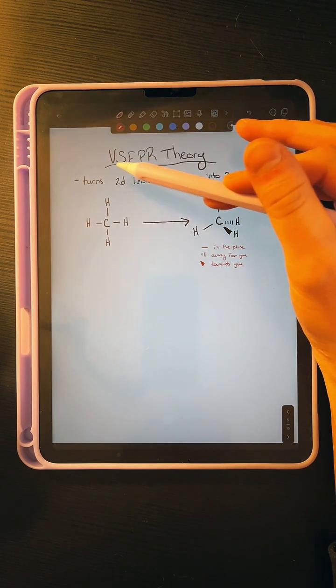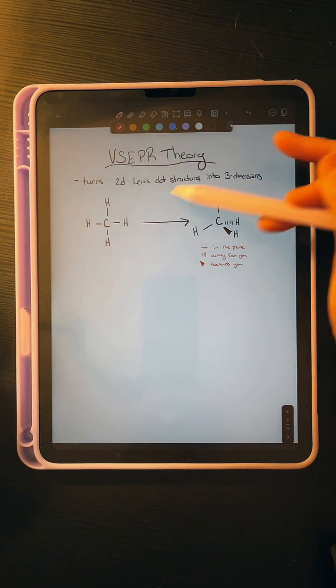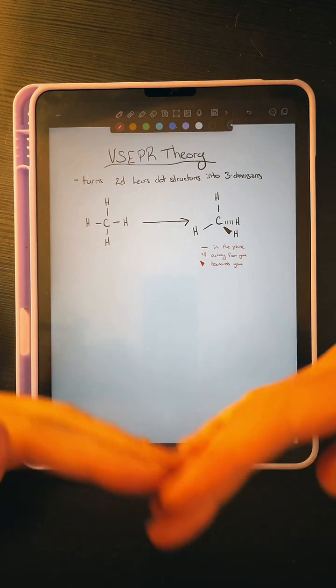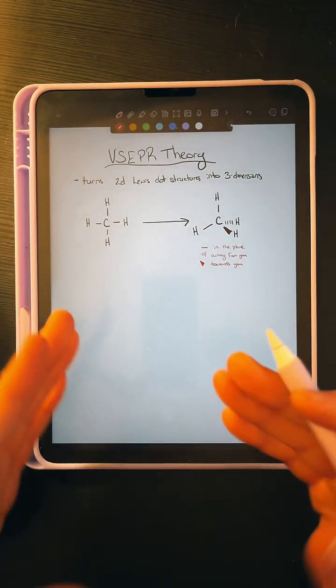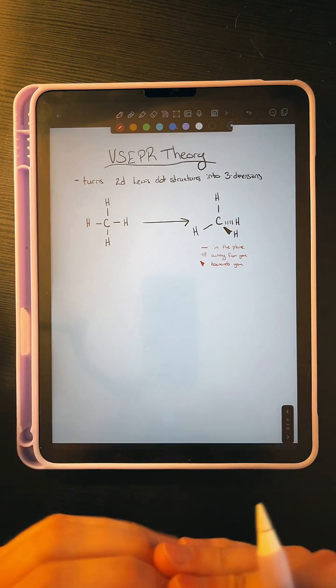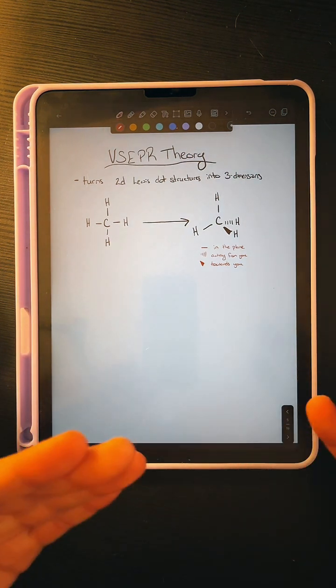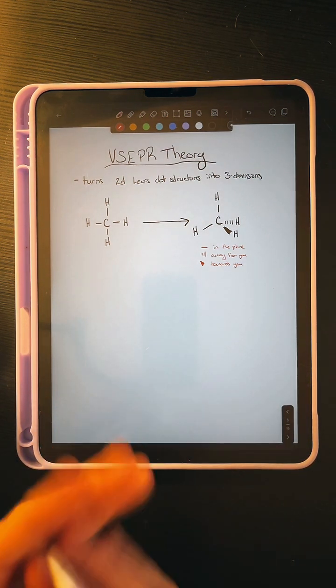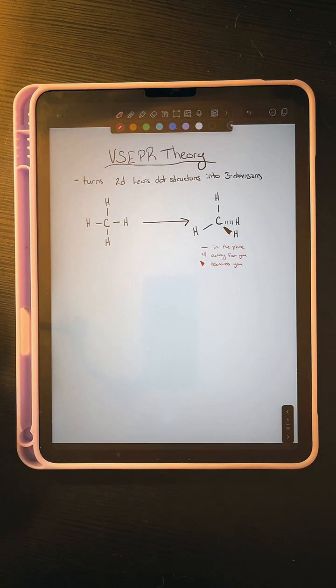And all it really says is we're turning our 2D Lewis dot structures into 3 dimensions. And we're doing this by a repulsion of our electrons, right? Electrons have the same charge, they're negatively charged, and so they're going to want to repulse. They're forces of repulsion. Hi, Kayla. We do love VSEPR, yes.